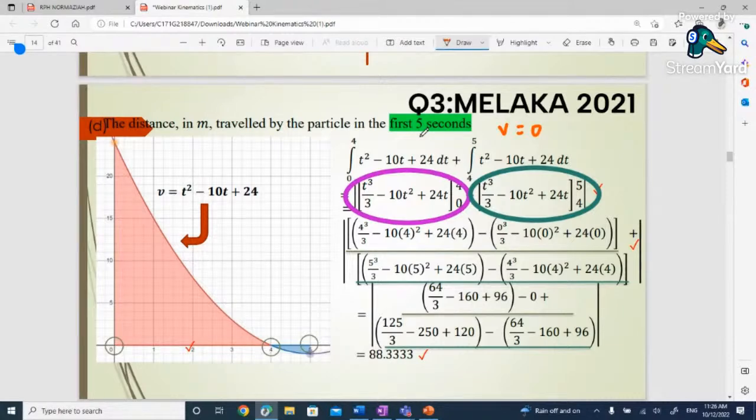Okay, so now we have two methods. One uses a number line, the other uses integration to find the total distance. But whichever method, for both you have to find V equals 0.